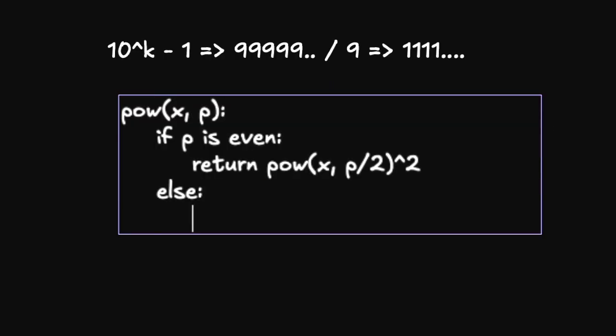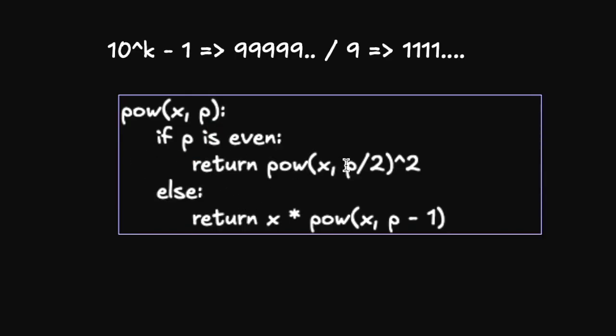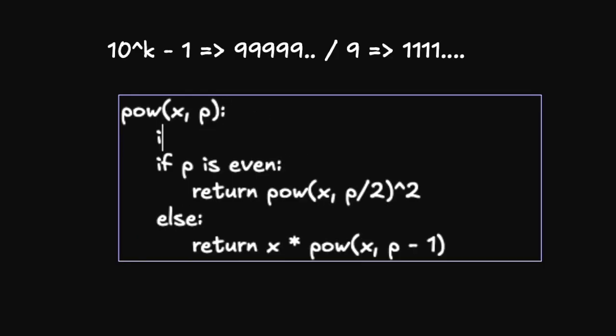Else, it means that it is not even. Then we can do something like x times power x, p minus 1. As you can tell, we keep doing this p divided by 2 over and over again. So even if this k is really large, it is very fast for us to reach the base case, which I forgot to mention. The base case is just if p reaches 0, then return 1, because anything to the power of 0 is just 1. So that's the base case.